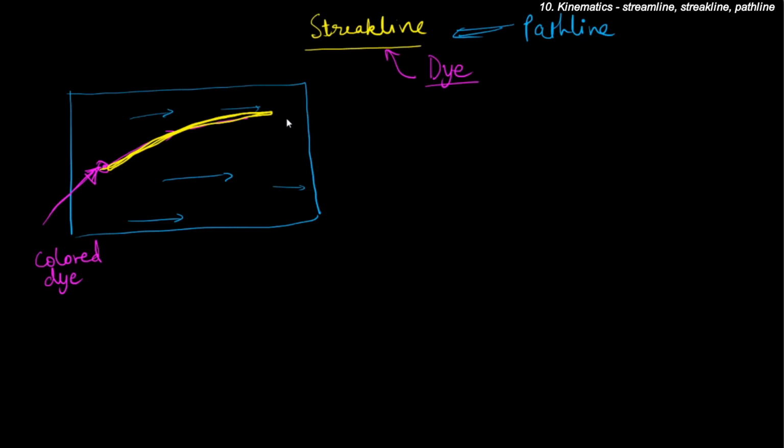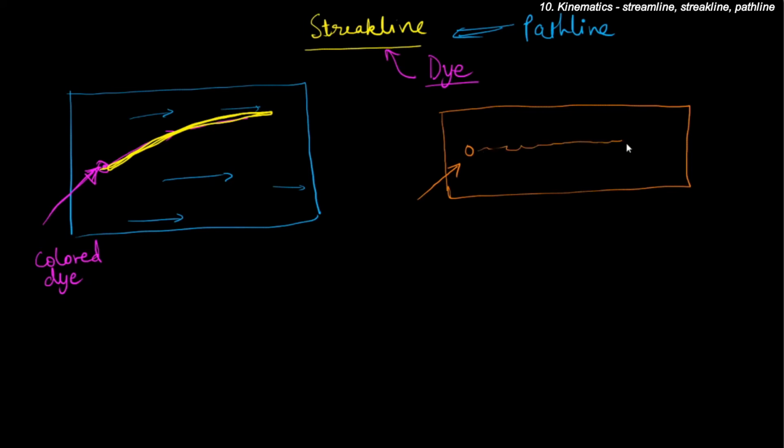So this is how we visualize flows in liquids. If I want to visualize the flow in air, I will take smoke and inject it at a point. The smoke will come out and show us the direction of the flow. If the flow is unsteady, then the smoke will also go in different directions.